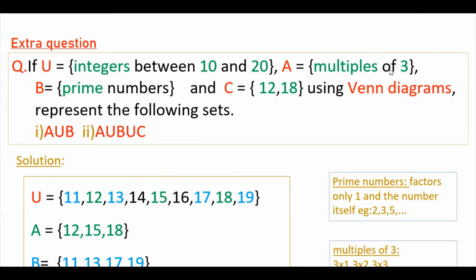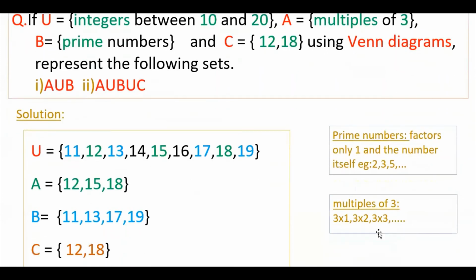So here A is equal to multiples of 3. We know that multiples of 3 are 3 into 1, 3 into 2, 3 into 3, etc. Those are 3, 6, 9, etc. But here the elements of the universal set are between 10 and 20, so you have to take the multiples of 3 between 10 and 20. In these elements, the multiples of 3 are only 12, 15, and 18. So the elements of A are 12, 15, and 18.